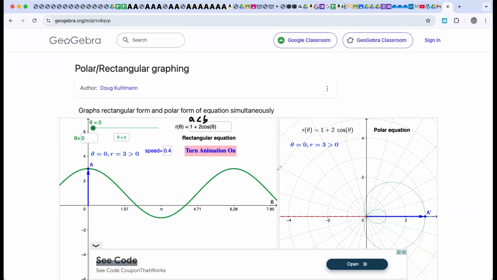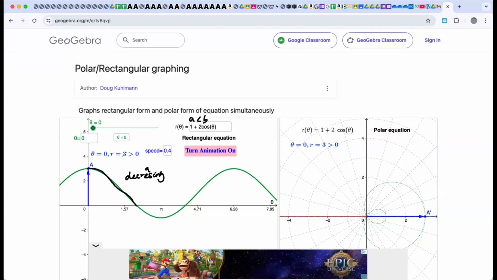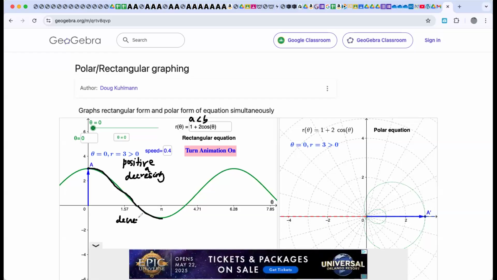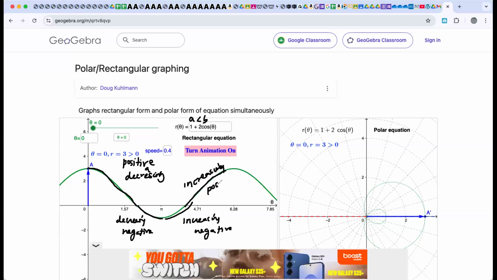But sometimes they'll ask you, when you go from here to here, the graph is decreasing, right? And then it's positive. How about this part of the graph? The graph is decreasing negative. How about this part of the graph? Increasing negative. How about this part of the graph? Increasing positive. Do you guys get it?